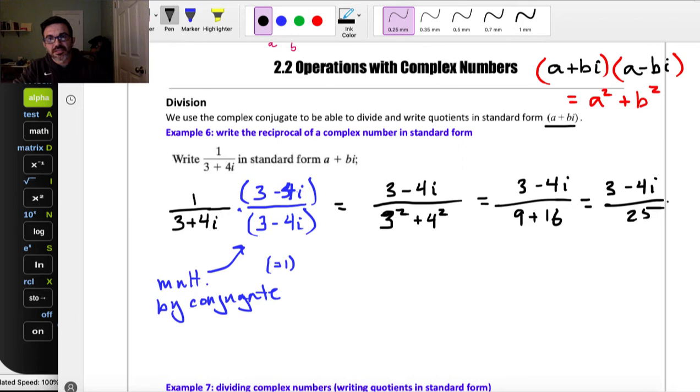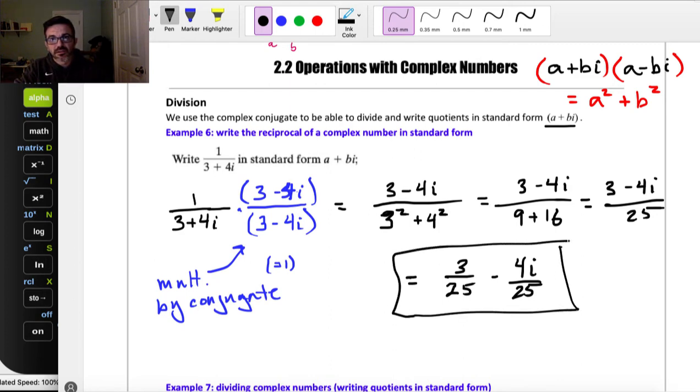And now we're still not in standard form, but we can break this up and call this 3 over 25 minus 4i over 25. And then that is in standard form. And so now we have something that's in this form: there's my a, and my b is negative 4/25 times i. All right.